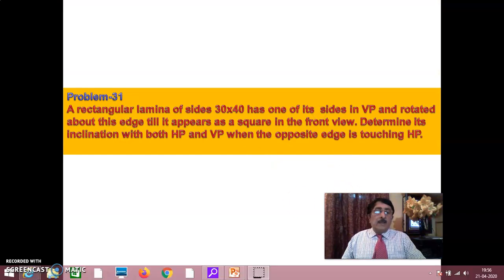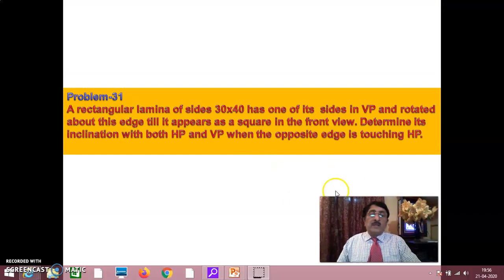Here, a typical problem will be this way, where you have to know everything. A rectangular lamina of size 30-40 has one of its sides in VP. When they say a rectangular lamina has one of its sides in VP, you have to start from the front view, with the side in VP, and rotate it about this edge till it appears as a square in the front view. I've told you whichever edge is perpendicular to XY line will not reduce in length. The other edge will start reducing. Anyway, I'll come to this in this problem.